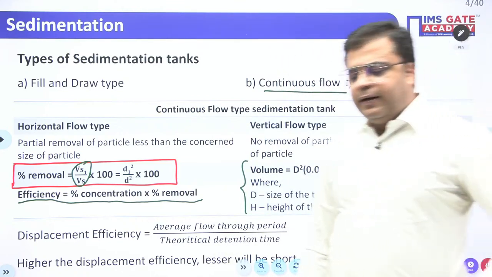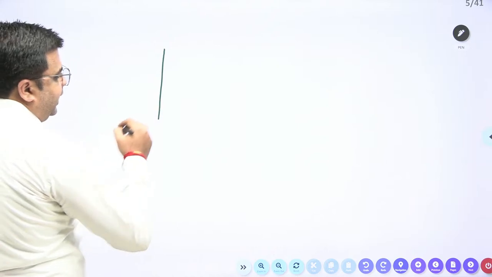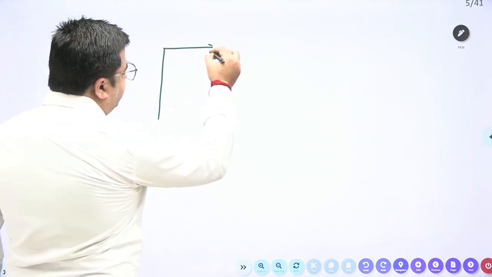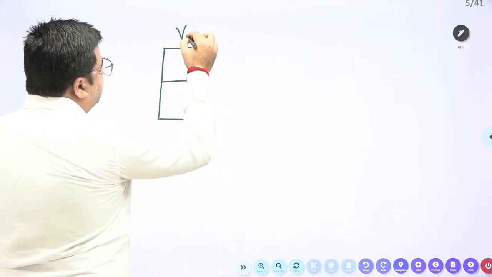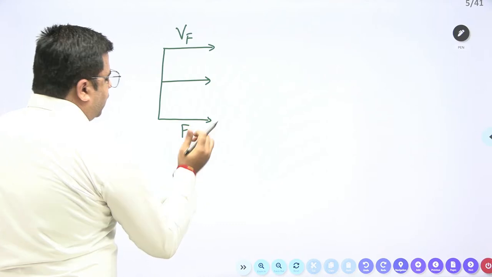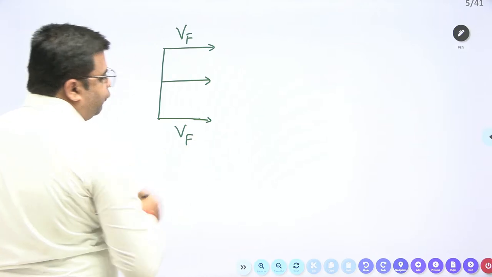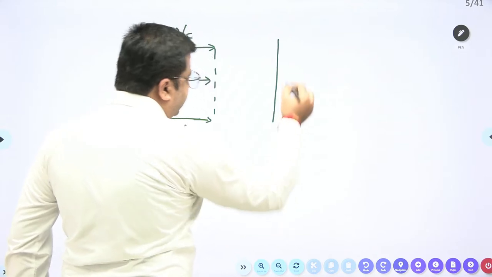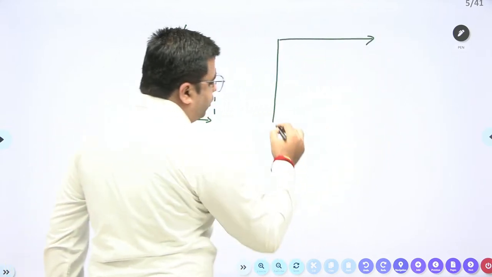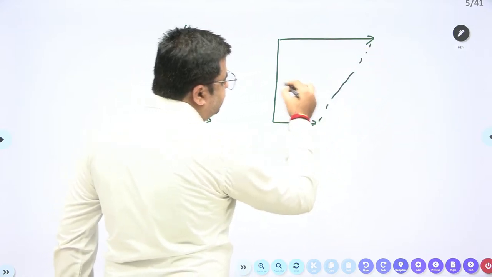My dear students, what we usually consider is, if I draw a depth of tank like this, that the velocity of flow is uniform throughout the depth. But in practical conditions, this velocity of flow is not uniform. It varies like this. In the top layer, you will have more velocity of flow, but in the bottom layer, you will have less velocity of flow.